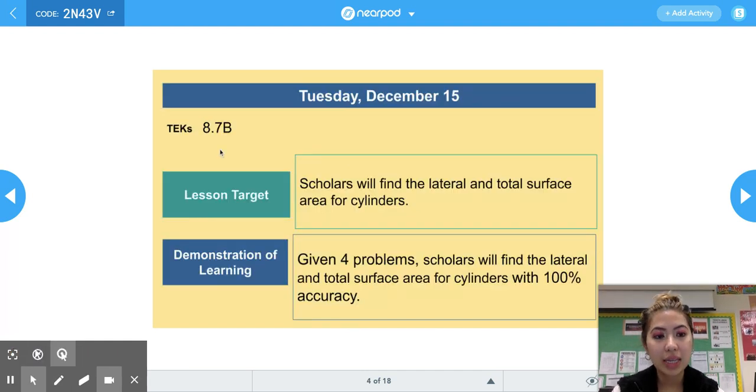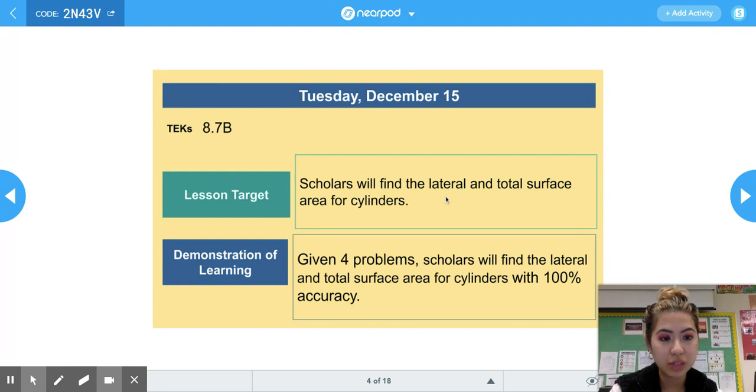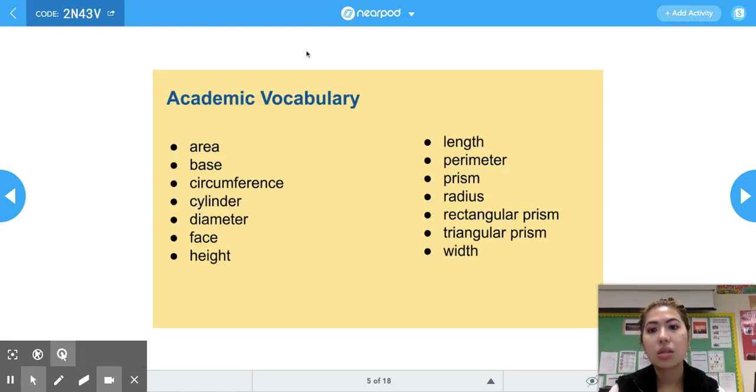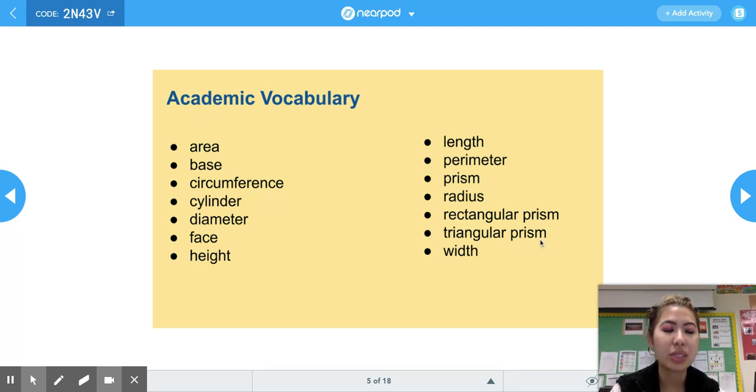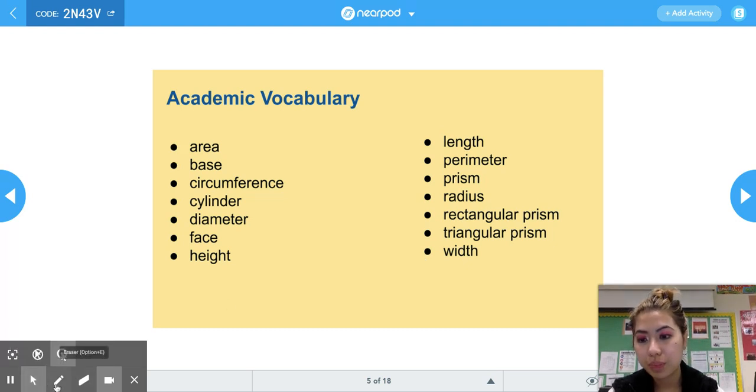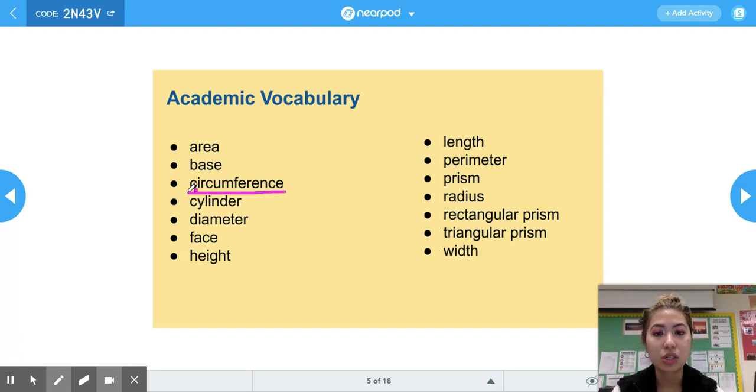Our TEK for today is 8.7b. Our lesson target is that scholars will find the lateral and total surface area for cylinders, and our DOL is, given 4 problems, scholars will find the lateral and total surface area for cylinders with 100% accuracy. Some vocab words include area, base, circumference, cylinder, diameter, face, height, length, perimeter, prism, radius, rectangular prism, triangular prism, and width. The new vocab word for us today is circumference.